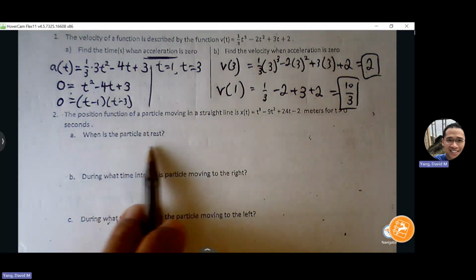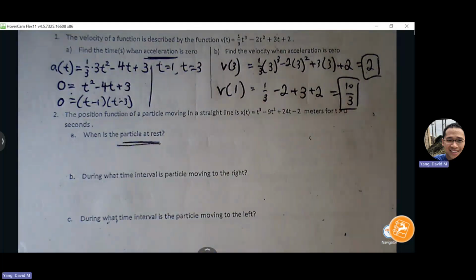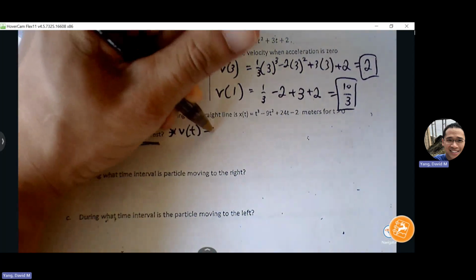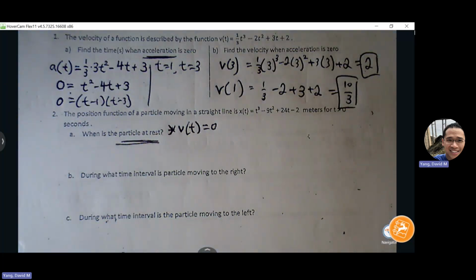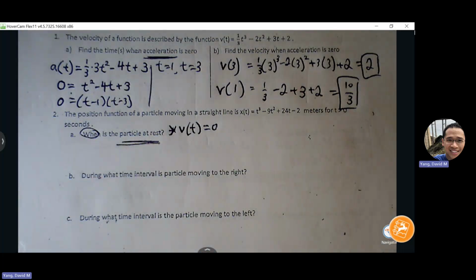Okay. When is the particle at rest? So what does this mean? Not when x is 0. When something else is 0, though. Velocity. Velocity 0 means the particle is at rest. So we first have to find velocity, then replace velocity with 0, and solve for t. Because the word when indicates we're looking for t when v of t is 0.